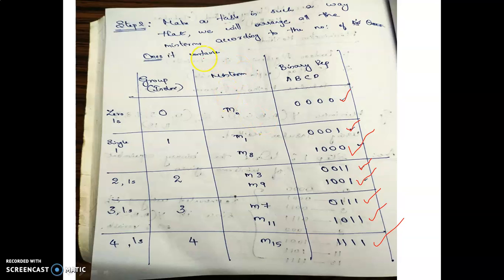From this table, you compare the 0th group with the first group to find any matching max term. M0 is compared with M1, M0 with M8. Similarly, M1 is compared with M3 and M9, and M8 with M3 and M9. Then group 2 and group 3 are compared: M3 with M7 and M11, and M9 with M7 and M11. And the last group, M7 is compared with M15, and M11 with M15.